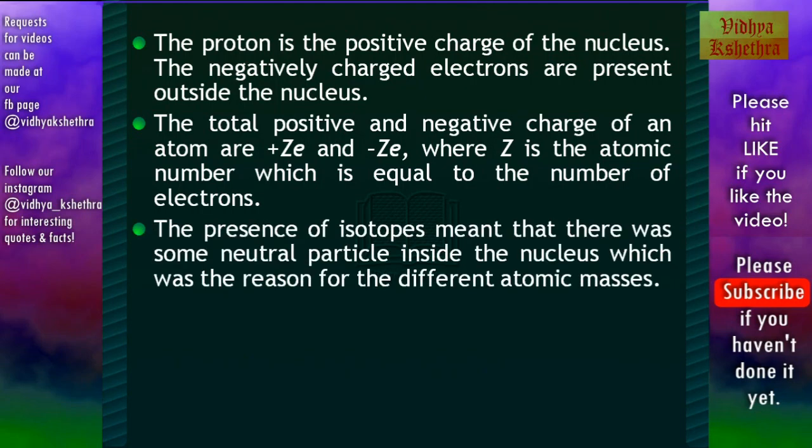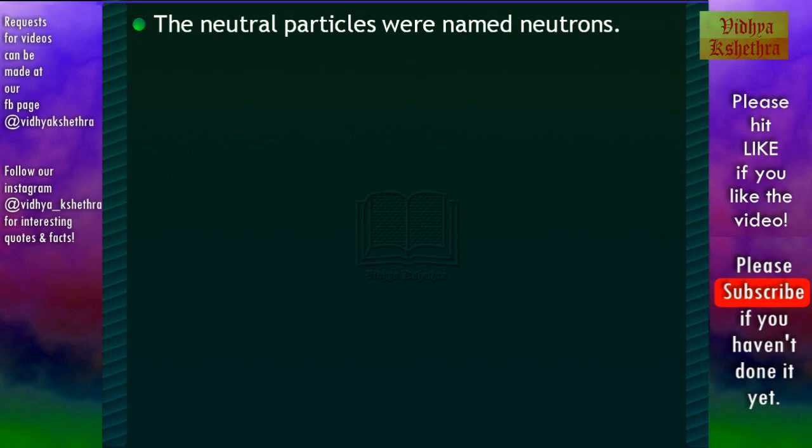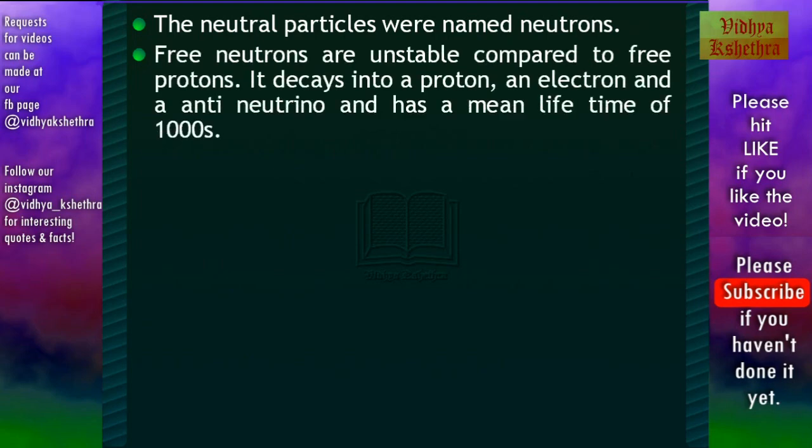number of electrons. Now the presence of isotopes meant that there was some neutral particle inside the nucleus, which was the reason for the different atomic masses. And the presence of neutral particles was discovered by James Chadwick in 1932 by the observation of neutral radiation emitted when beryllium nuclei were bombarded with alpha particles. The neutral particles which James Chadwick discovered were named neutrons.